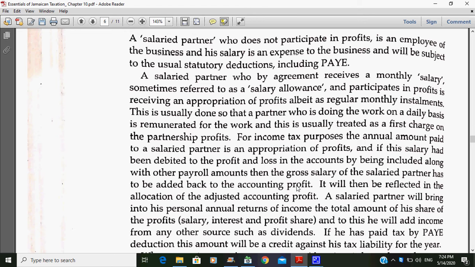Accounting profit. Once it was in the calculations of what? The profit and loss for the business, right? It will then be reflected in the allocation of the adjusted accounting profit.